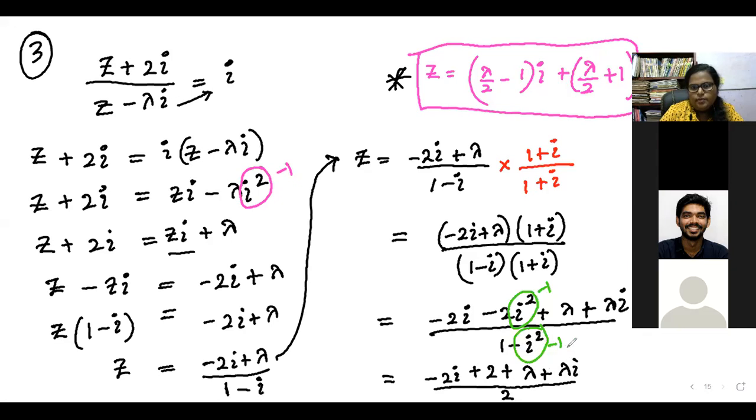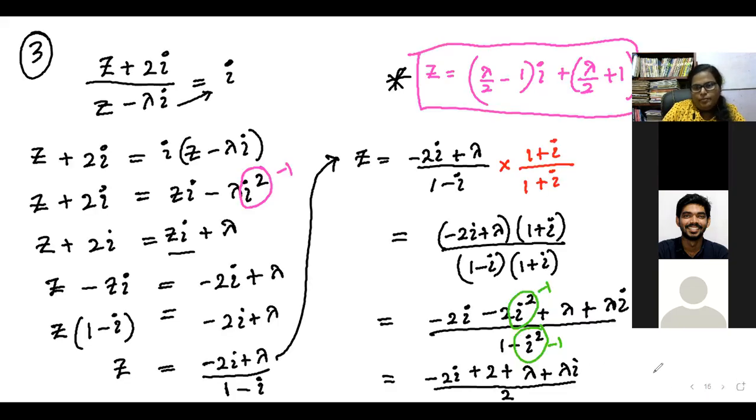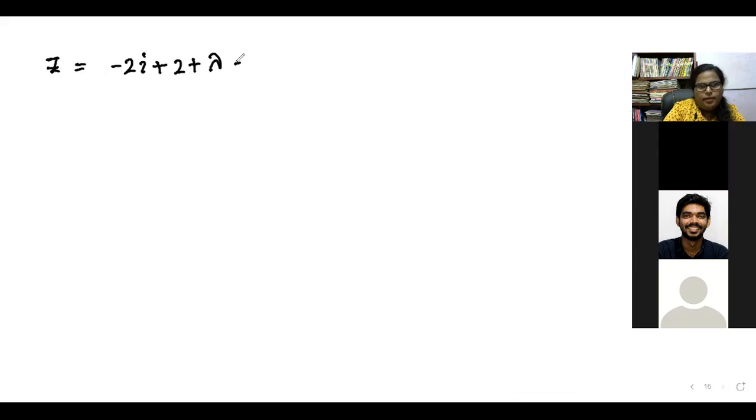So 1 minus minus 1 gives you 2 here. So I'm going to use another sheet here. Z is equal to, I will write the previous result, minus 2i plus 2 plus lambda, minus 2i plus 2 plus lambda i, divided by 2. Plus lambda i divided by 2.